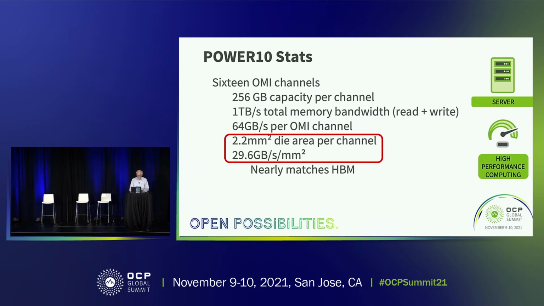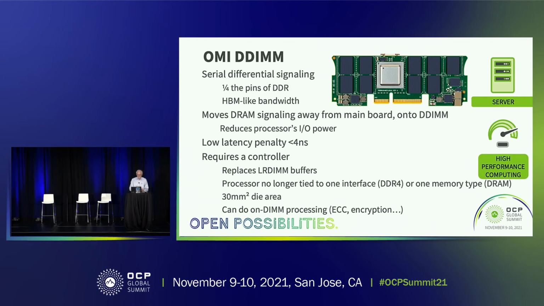With the differential DIMM, it uses the same proven differential signaling that's behind PCIe and Ethernet to offer high bandwidth, like HBM-like bandwidth, while also using about 1/4 as many pins as a DDR. Since the DRAM signals are now produced on the differential DIMM by the controller, they can be much shorter than they can be on the motherboard, and therefore consume less power.